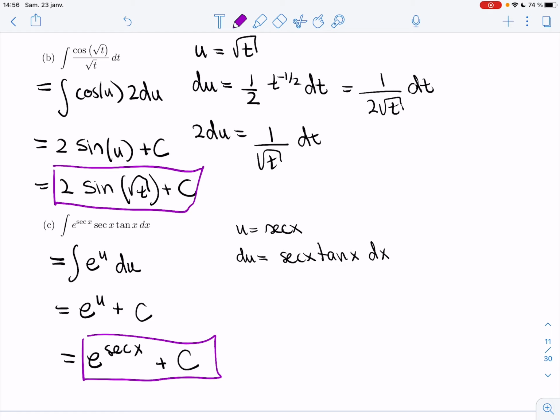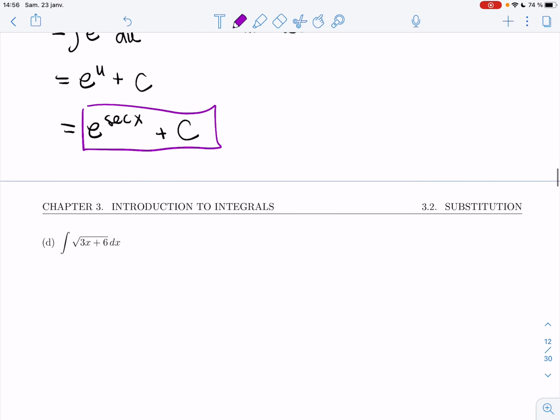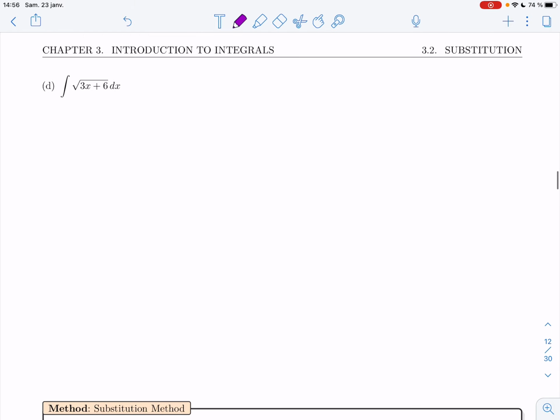All right, let's try one more. What about this one? What about the integral of root of 3x plus 6? All right, now I'm a bit more puzzled. I'm a bit more puzzled because I don't have 2 terms. I don't have something that could be f of g of x and something that could be g prime of x dx. But I do have a root, and I have something complicated inside.